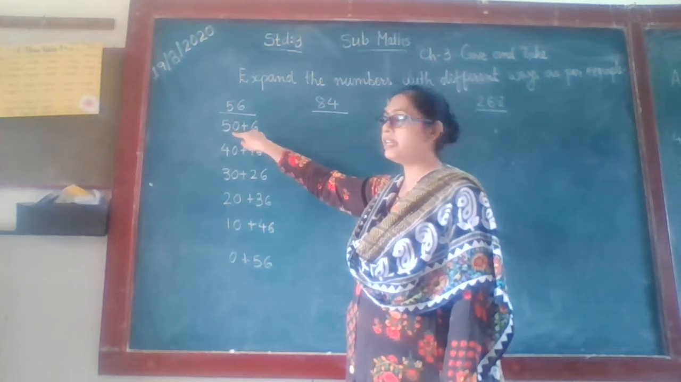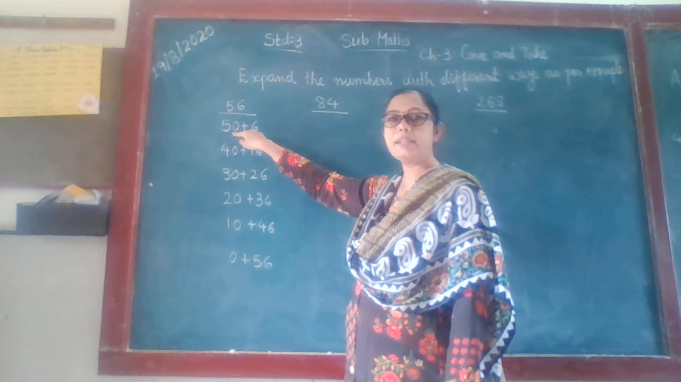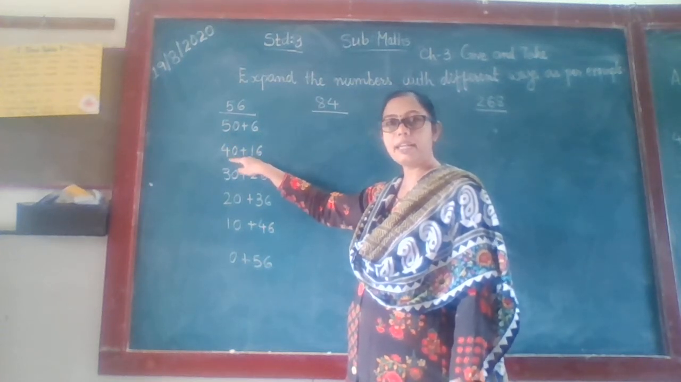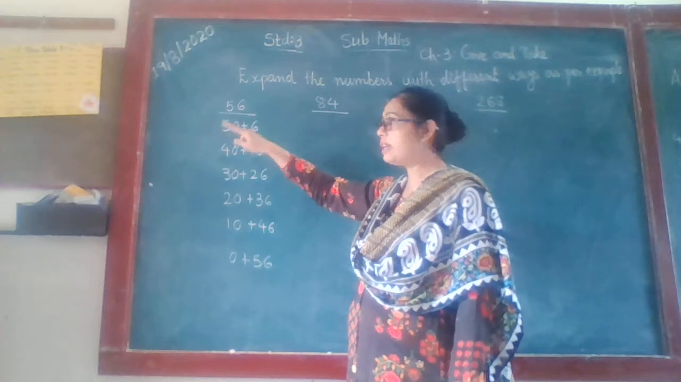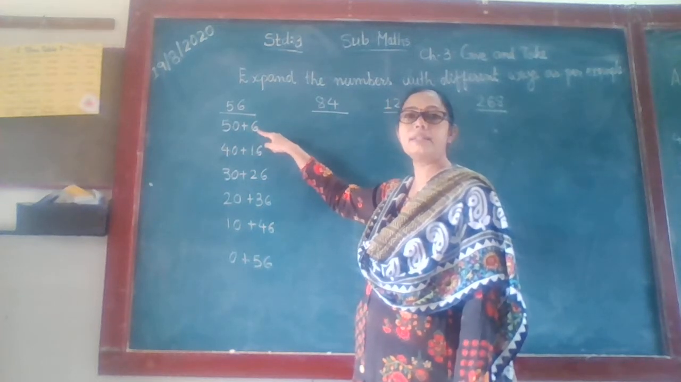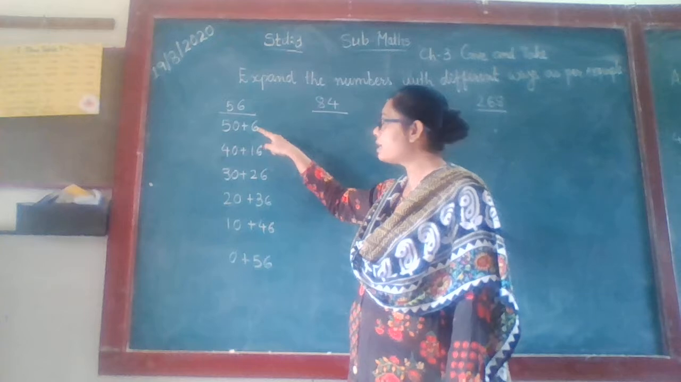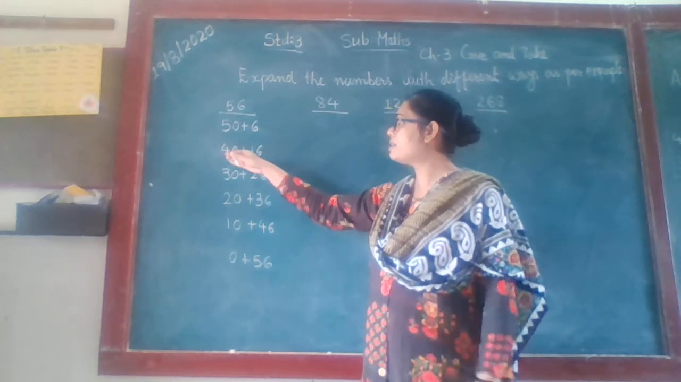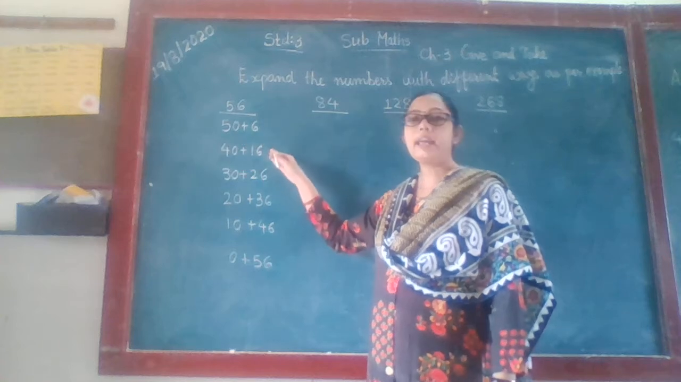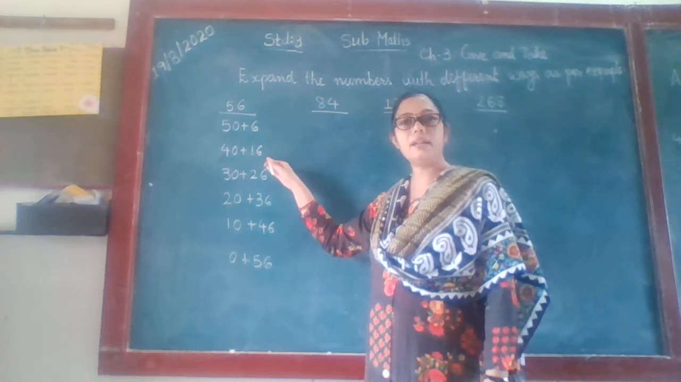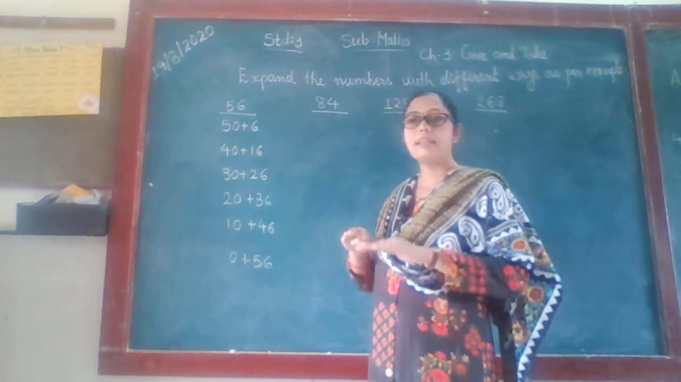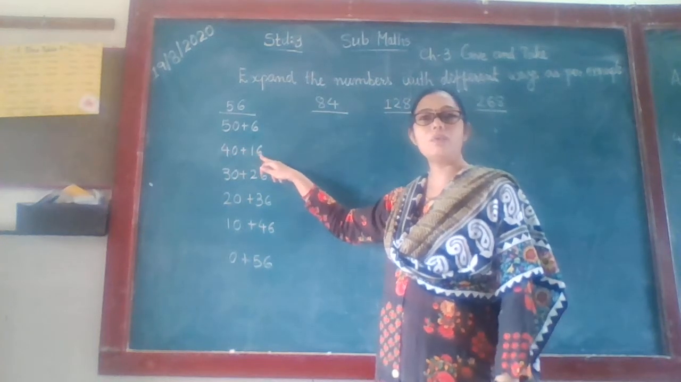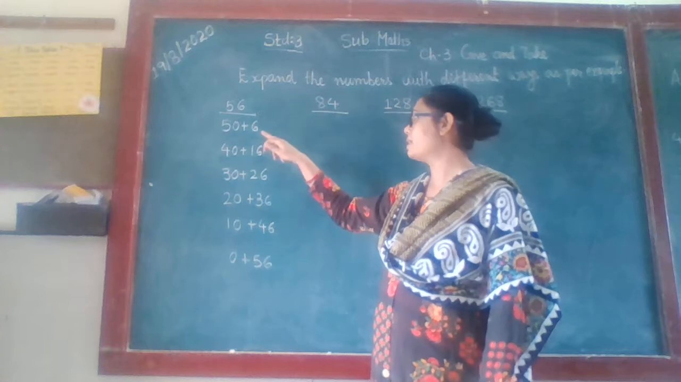Again 50 plus 6, 56. From 50, we minus 10, so 50 becomes 50 minus 10, 40. And then 10 we add to another number 6. So 10 plus 6, 16. So the balance is the same. We minus 10 here and we add that 10 to another number. So 40 plus 16 is also equal to 56.